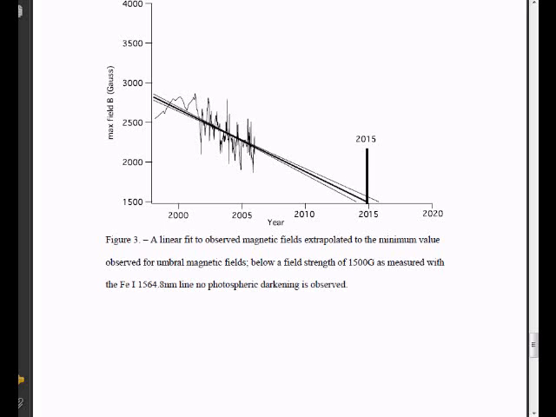Well, we have been looking at the Livingston and Penn report on sunspots diminishing after 2015 with a reduction of magnetic gauss caused by an increase in surface temperature heating. And if you look at the bottom of the graph there, it says below field strengths of 1500 gauss as measured with the Fe 1564.8 nanometer line, no photospheric darkening is observed.